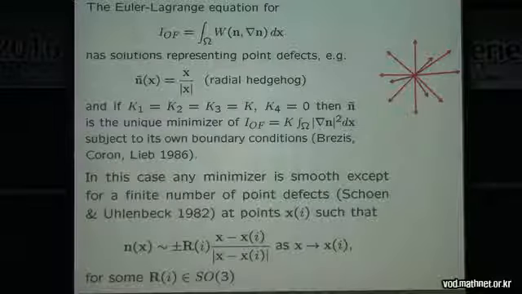And in this case, as we've already seen in this meeting, any minimizer is smooth, except for a finite number of point defects at points x_i, and near each of those defects it looks like a hedgehog, except that you have to have a rotation out the front. And this sort of thing, by the way, is not known. I mean, a lot of stuff in liquid crystals is not known if you don't make this assumption. And in particular, you don't know that you just have a finite number of point defects.